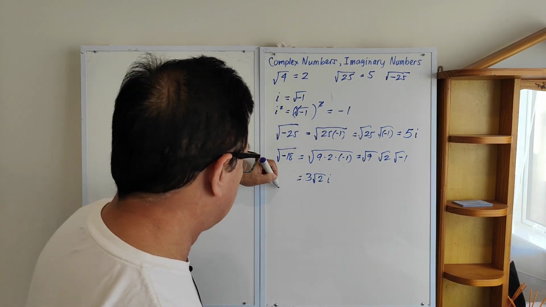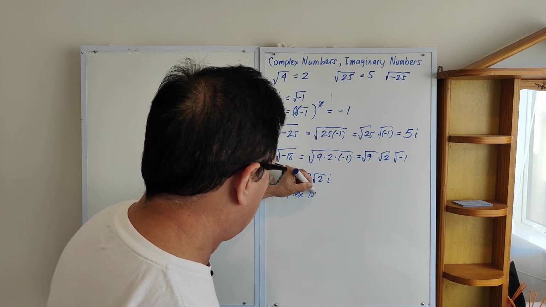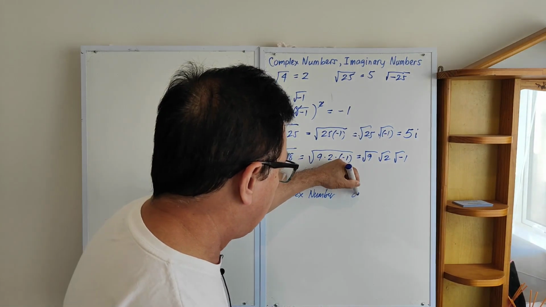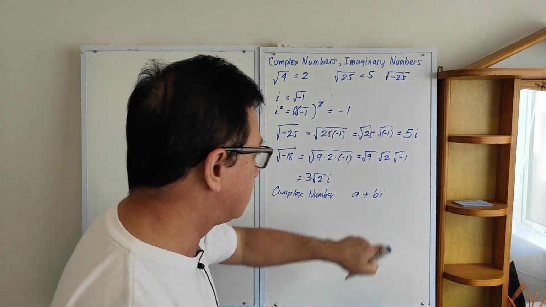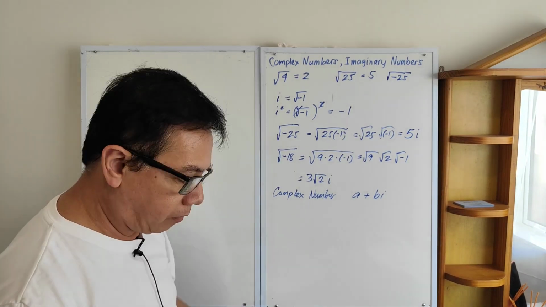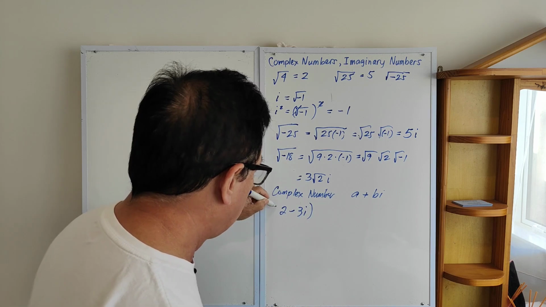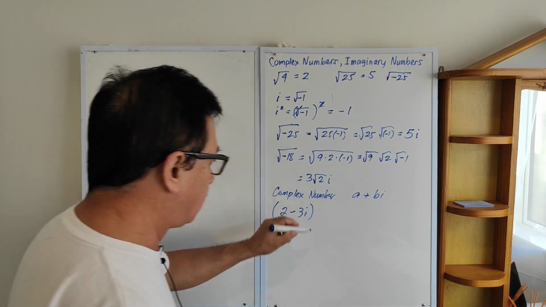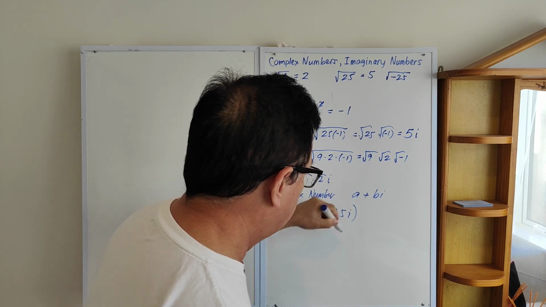Now let's discuss complex numbers. A complex number is of the form a plus bi, where a is the real number and bi is the imaginary number. So this is the form. For example, we have 2 minus 3i. That is an example of a complex number. And then another example of a complex number is 4 plus 5i.